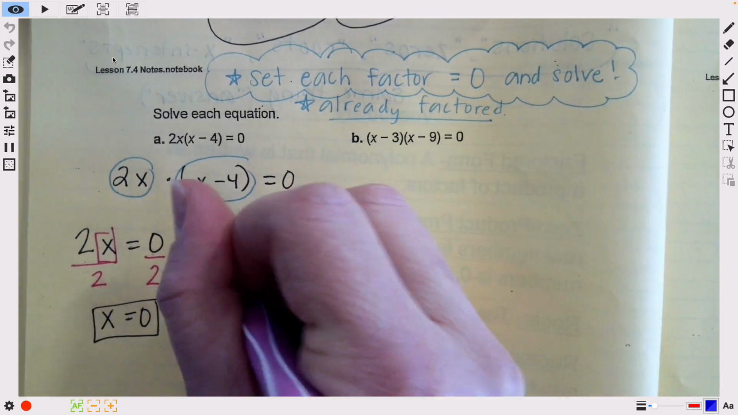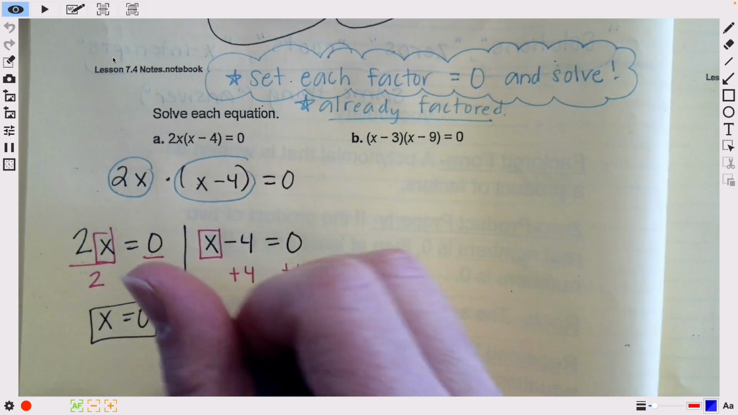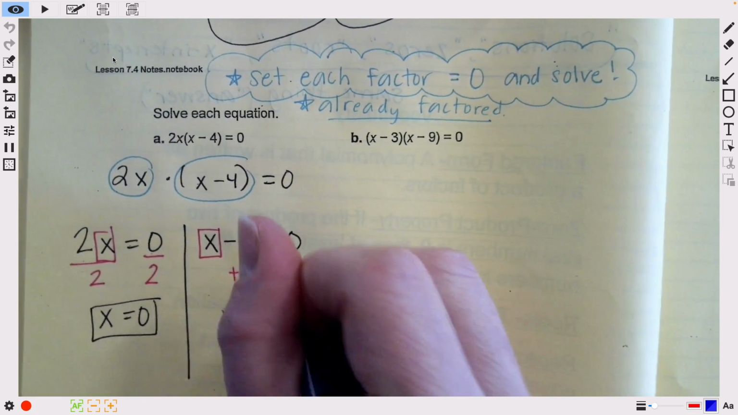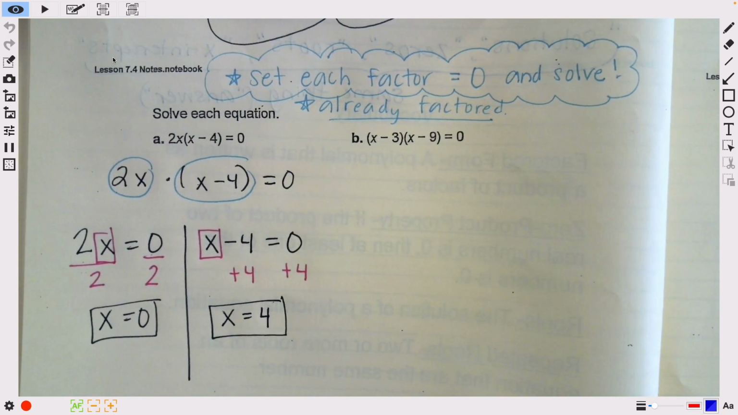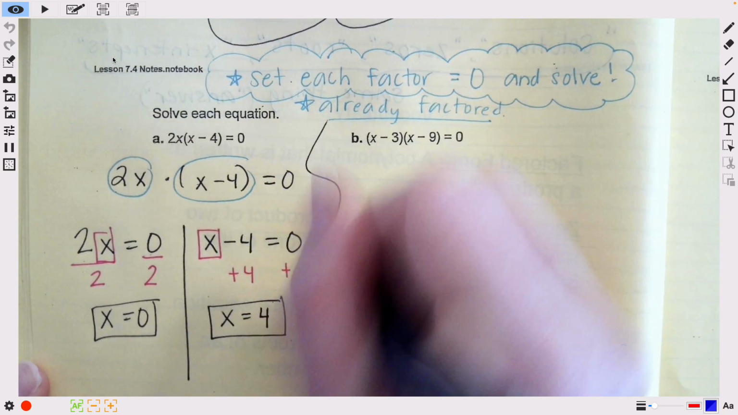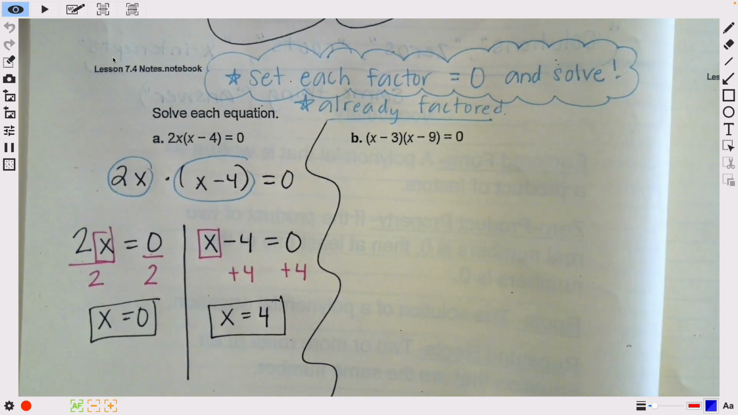Over here, we would add 4 to both sides. What is 0 plus 4? That's our second answer, and you're done. Those are your two answers. Pretty easy so far, right? Now, again, this is fairly straightforward.